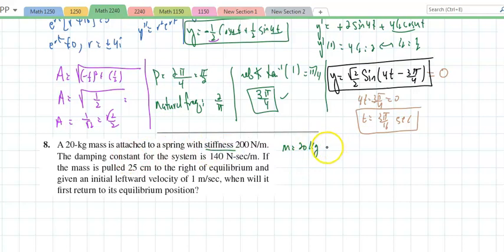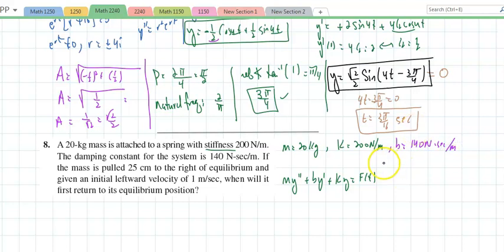Stiffness of the spring. So again, this is always what you want: my double prime plus by prime plus ky equal f of t. You want to figure out what those are. They're giving us k to be 200 newtons per meter. The damping constant for this system is 140 newton seconds per meter.